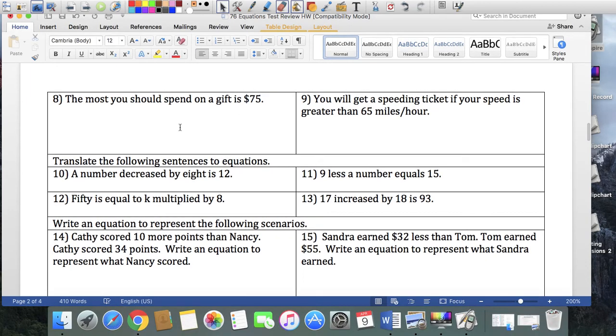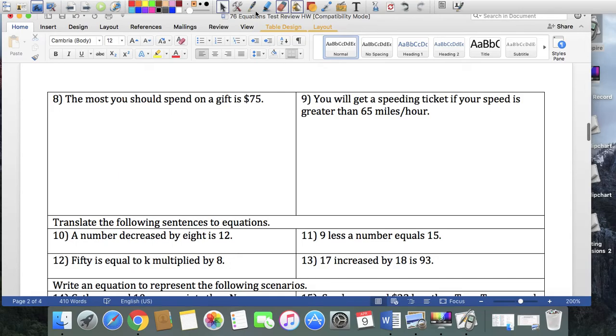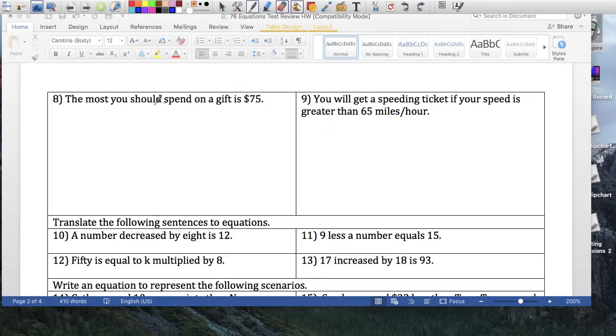The most you should spend on a gift is $75, depending what the occasion is. So here's G for gift, here's 75. So the most you should spend on the gift. Can I spend 75? Yes. Can I spend 76? No. Can I spend 74? Yes. So under 75 is good, or even equal to 75.